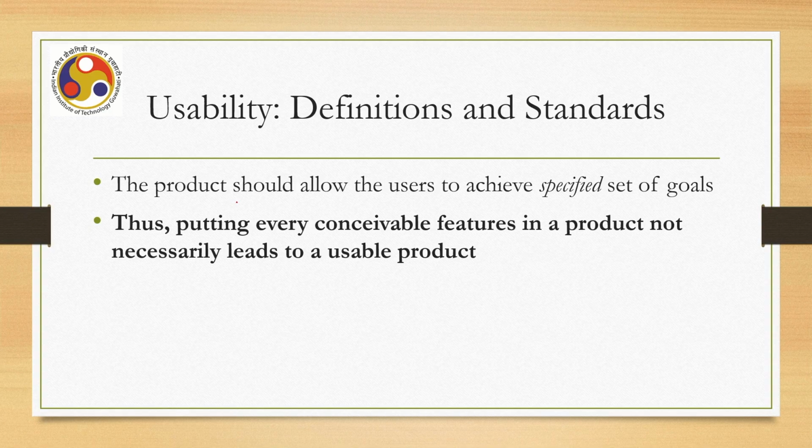So, we should always try to identify the specified group of users for whom we are building the system. Second thing is, the product should allow the users to achieve a specified set of goals. So, we should not try to let the user do anything. Instead, we should allow the users to perform specified tasks to achieve specified goals. Putting every conceivable feature in a product does not necessarily lead to a usable product.